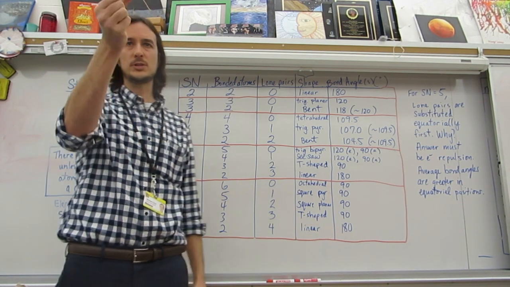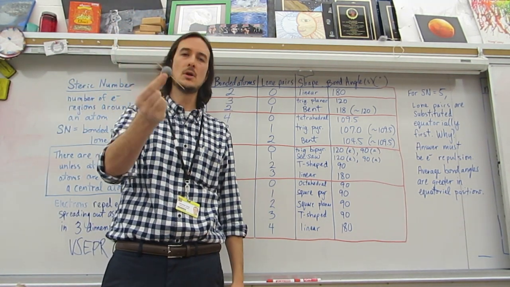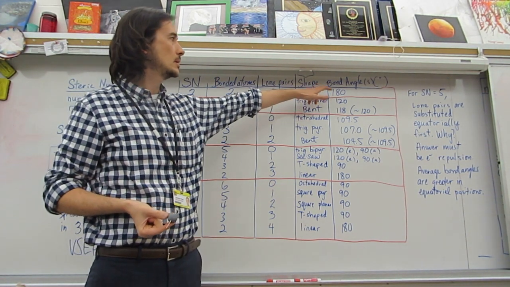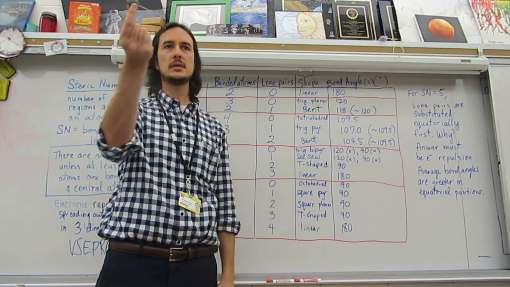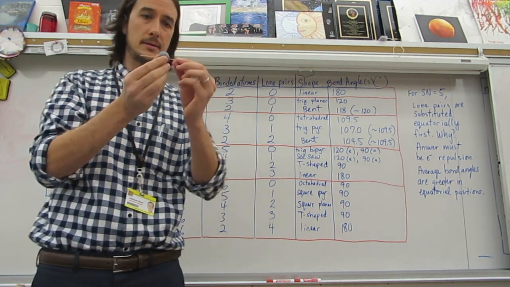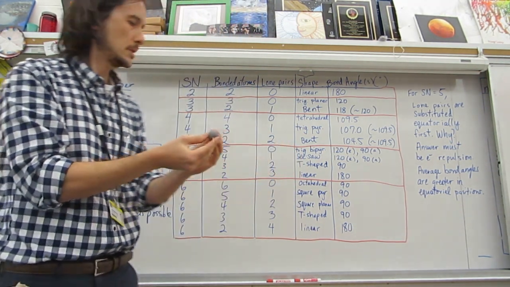Right? And if we describe the shape of this molecule, we would call that linear. So that's what I have here. Shape linear, bond angle 180 degrees. That one's pretty simple. Linear is going to show up again, but let's get rid of this.